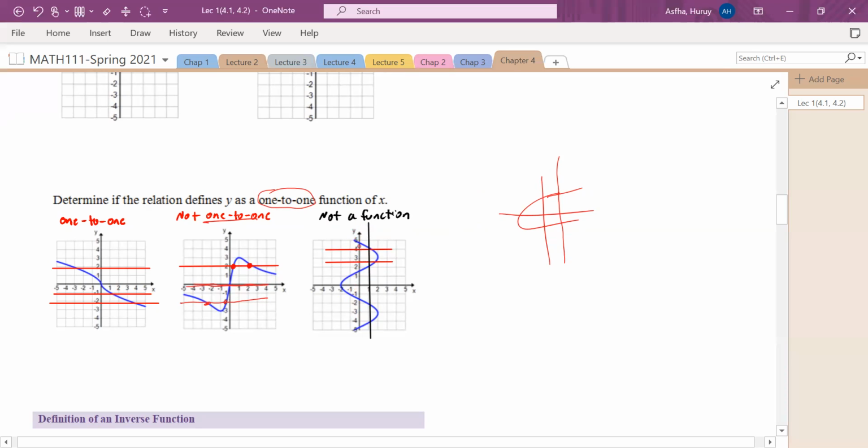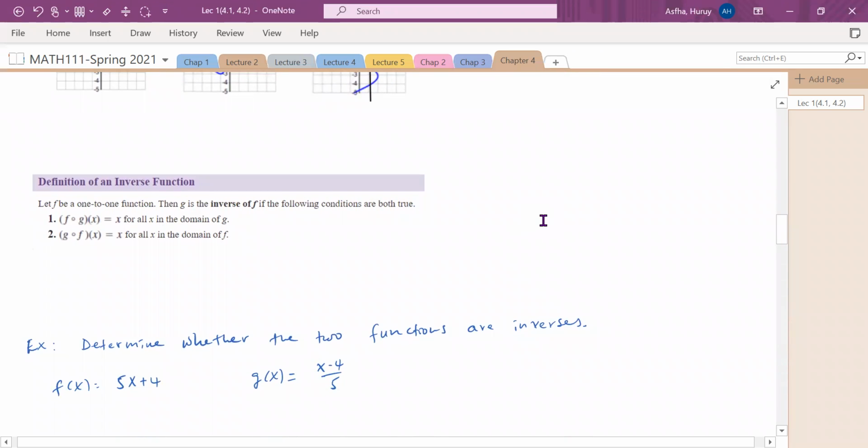Therefore, before we check whether it's a one-to-one function or not, we check whether it's a function or not. So this fails the vertical line test, which means it's not a function. And if it's not a function, we don't need to test whether it's one-to-one, because one-to-one is only for functions. We're not saying it's not one-to-one, but we are saying it's not a function.